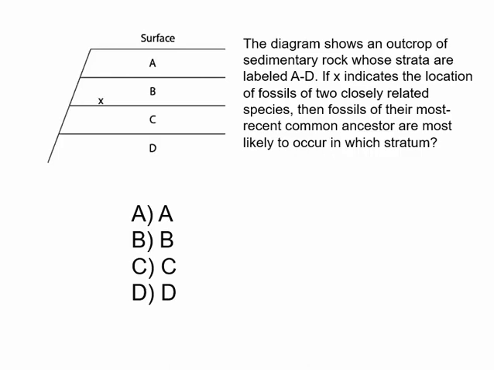All right. Yeah, you'd find them in layer C. So to find that most recent common ancestor, you'd need to go into older layers, which would be further down, and you'd likely find that in C. I mean, maybe D as well, but the most likely possibility would be C.